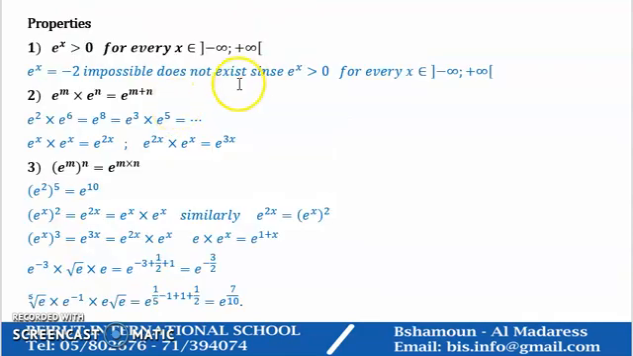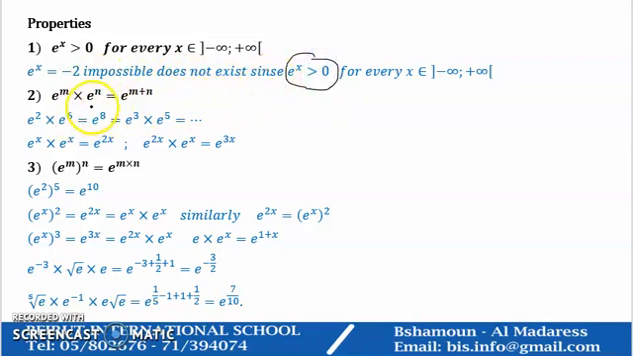Now, what about the rules of the exponential function? First of all, as you know, e^x is strictly greater than 0. Why is that? Because the base is positive, so this quantity is strictly positive. So e^x equal negative 2 has no solution, it is impossible. Why is that? As I said, e^x is always what?